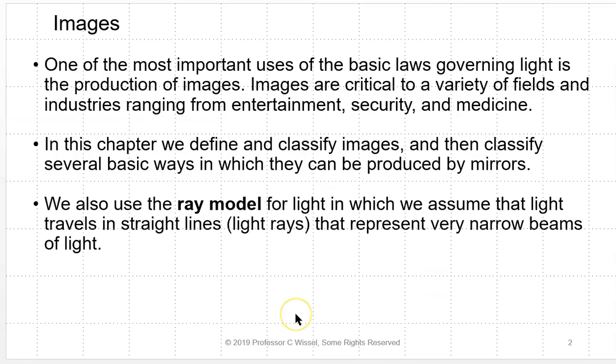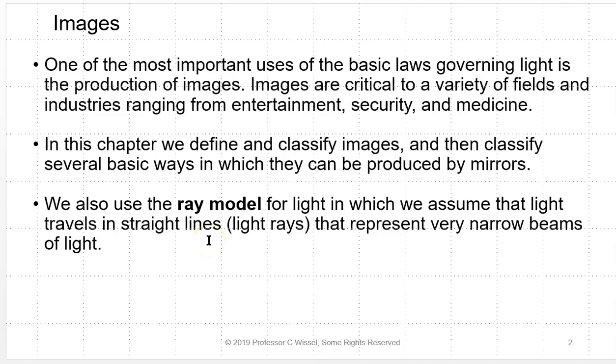Now, images are important to everybody. If you ask most humans, they would say they want to protect their sight. And images are extremely important in physics. Images are crucial to a wide variety of fields and industries ranging from entertainment, security, and medicine.